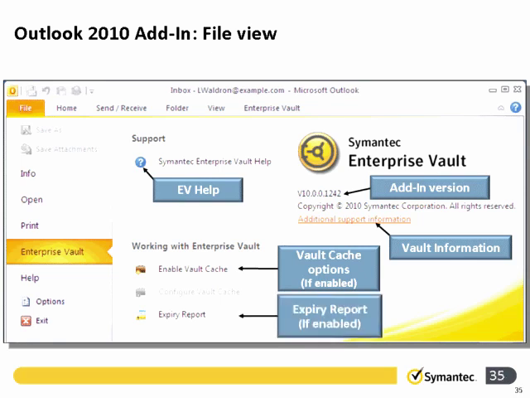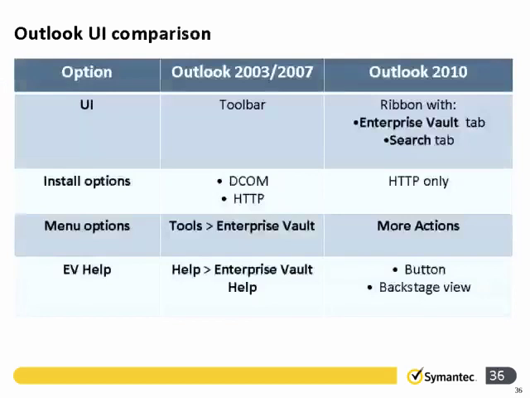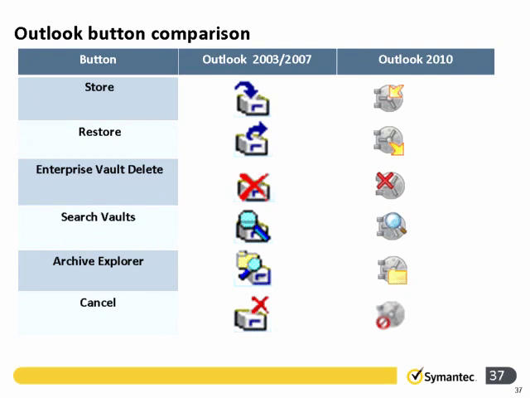And then if you were given access to the expiry report, it will also show up on the Enterprise Vault file page. Now we just have a little table that's trying to summarize the differences between the Outlook 2003 and 2007 client versus the Outlook 2010 client. We've already gone through and shown you that graphically, so here is a table that summarizes that. And then we also have another table that gives you a comparison between the Outlook 2003 and 2007 buttons versus the Outlook 2010 buttons.